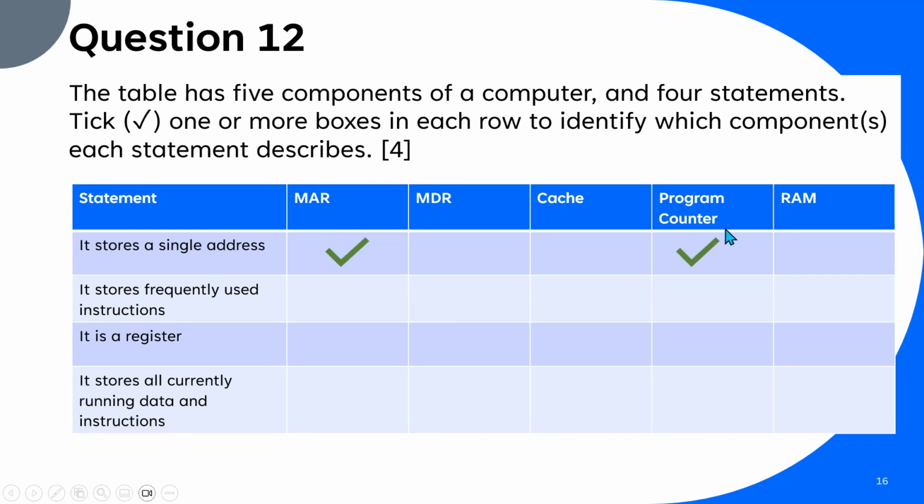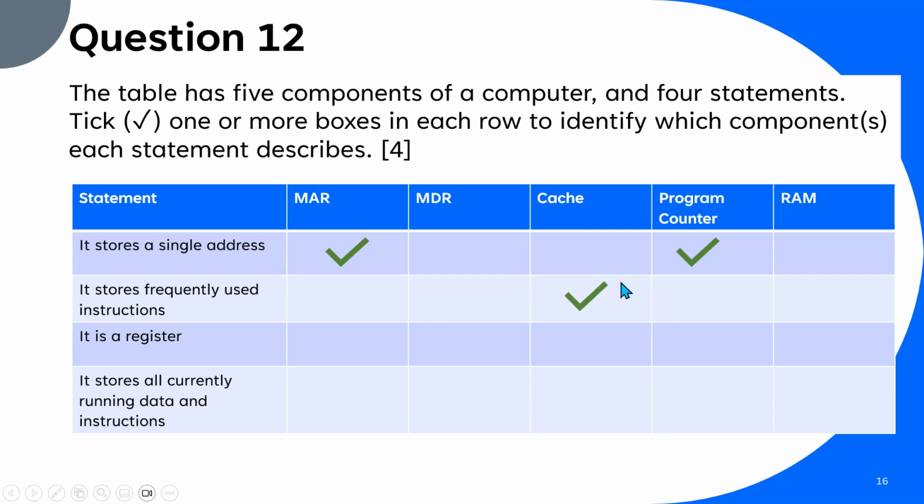The program counter also stores an address. It stores frequently used instructions. Frequently used instructions, in terms of this question, within the CPU, that's going to be cache.